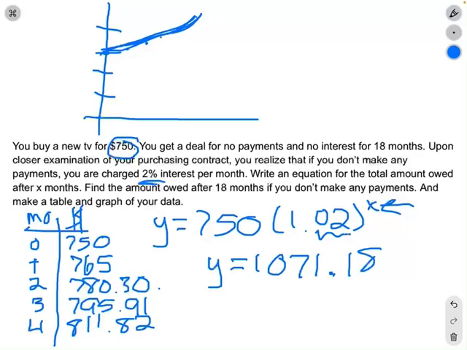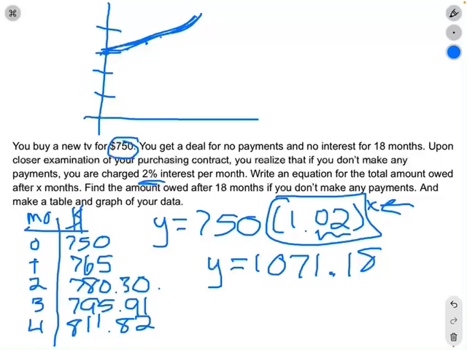So exponential growth. We know it's growth because it's going up. We show that in our equation by having this number be bigger than 1. If it was smaller than 1, if we were saying that it lost 2% of its value every month, we would be multiplying by 0.98.